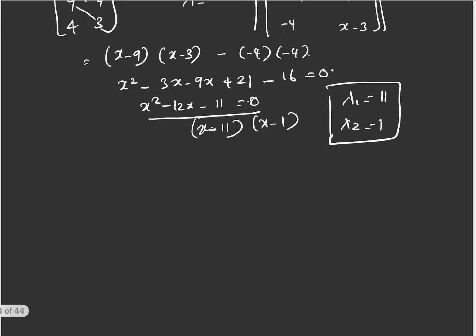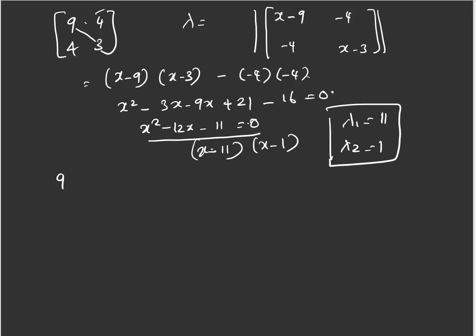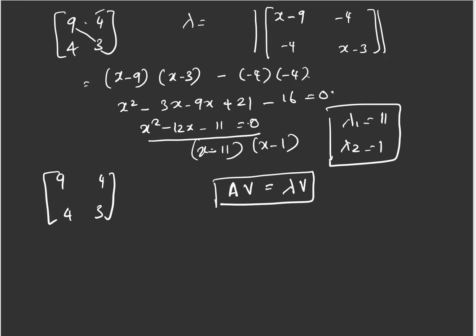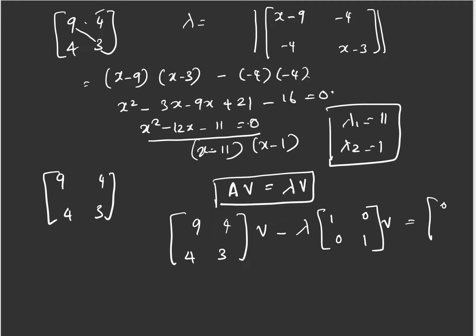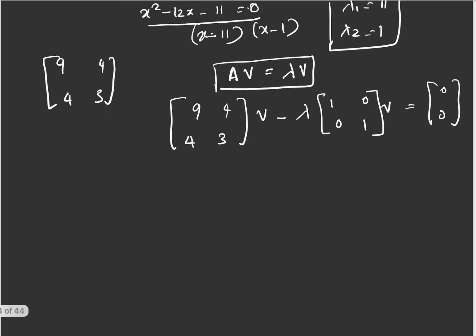That again we will see. My input matrix is 9 4 4 3, and the equation I explained is that the input matrix multiplied by my eigenvector is equal to a scalar, the eigenvalue, multiplied with my eigenvector. We can simplify this equation and find our eigenvector. Take 9 4 4 3, let's assume this is v, minus lambda multiplied with the identity matrix, equal to 0 0. Now, I can solve this equation and find my eigenvector.